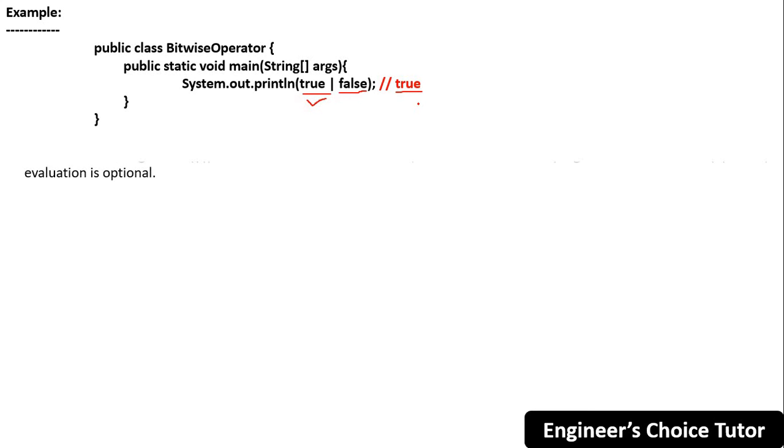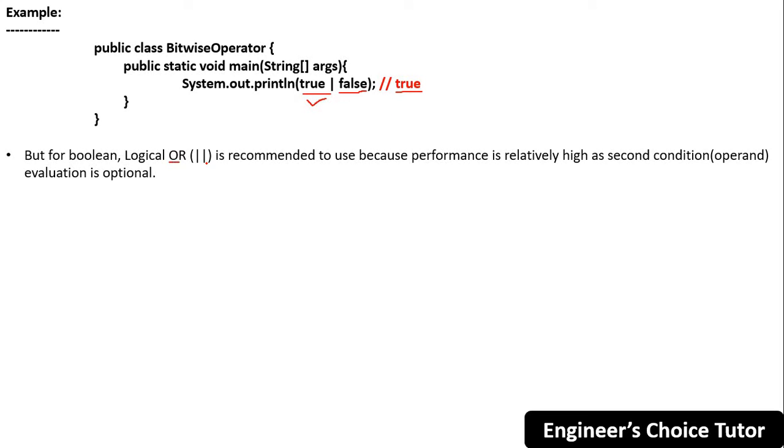Next, for Boolean, the logical OR, the two pipe operator we have seen, is recommended to use because performance is relatively high here, as the second condition or second operand evaluation is optional. So use the bitwise OR operator for integral types, and for Boolean types, use logical OR because the performance is relatively high, as the second operand evaluation is optional. If it is required, only then do you have to evaluate the second condition or second operand. Now let's see the bitwise OR operation between integral values.